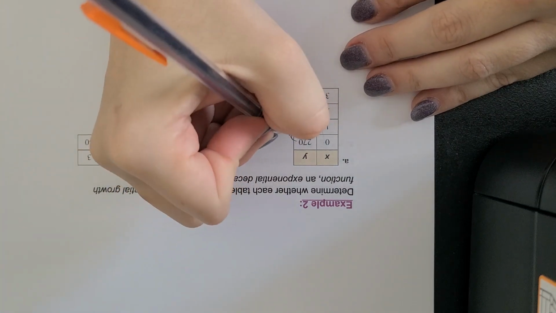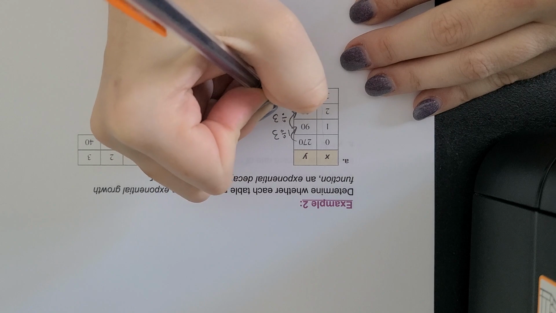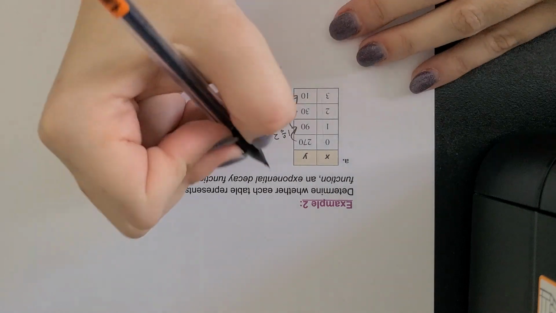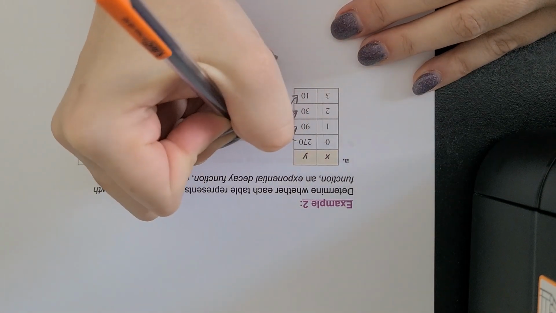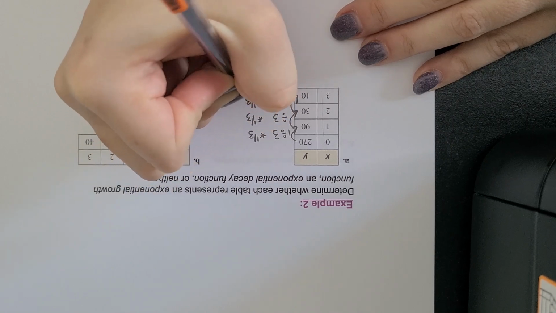What are we doing here? We're dividing by 3. But remember, we never want to think about this in terms of division. So how could I think of it in terms of multiplication? It's actually times 1/3.